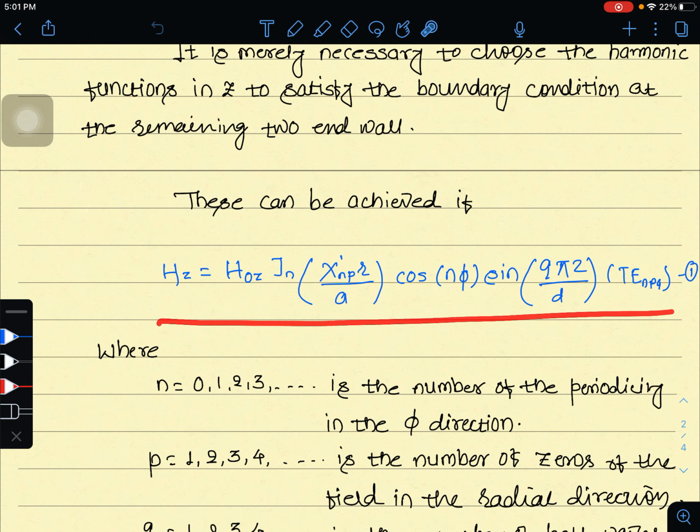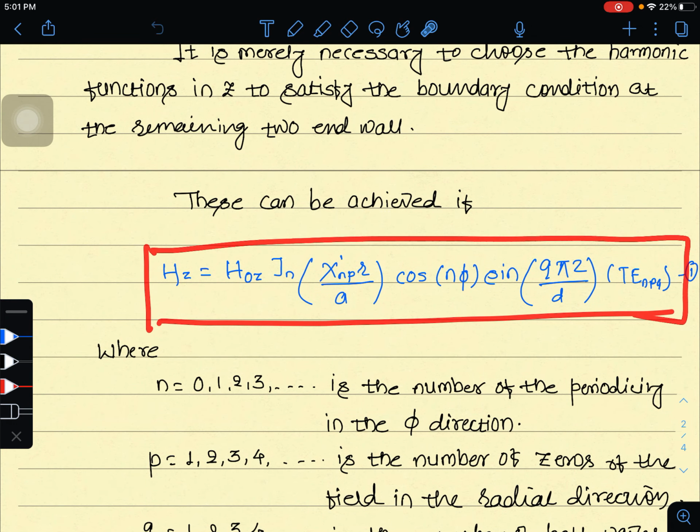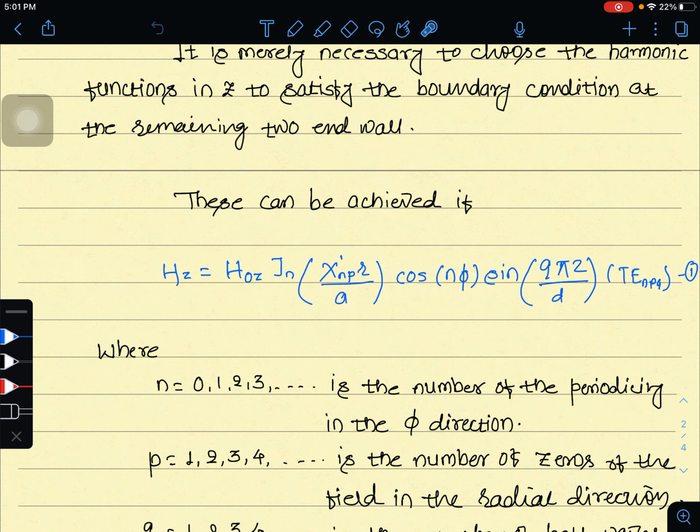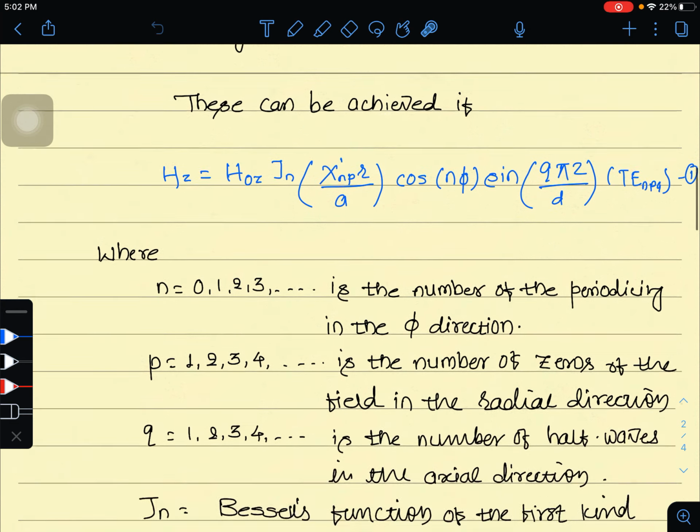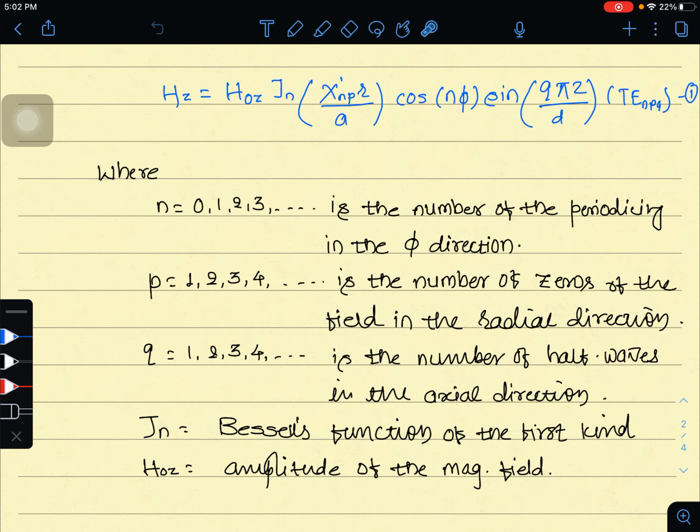Now this is the explanation regarding this equation, and we number this equation 1. This equation is regarding the electric field, that means it is a transverse electric field.